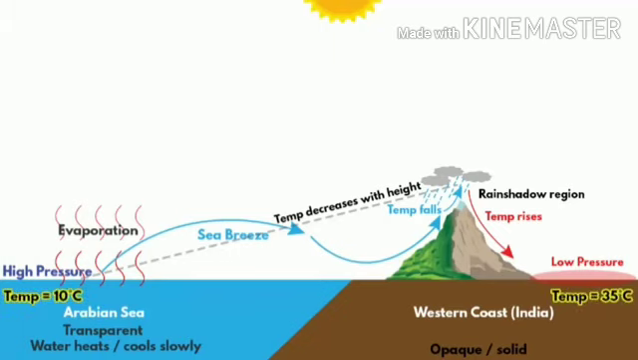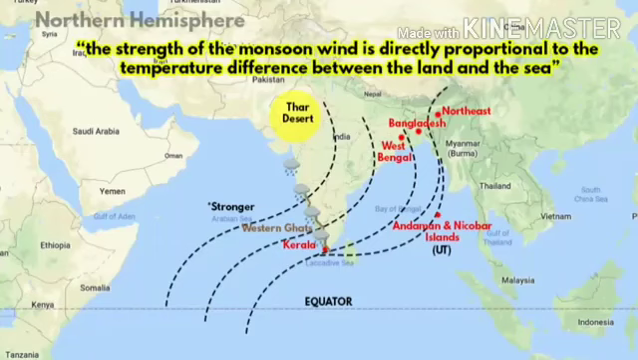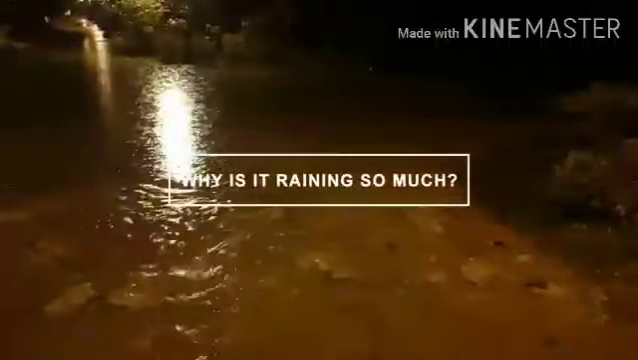If the temperature of the landmass is very high, for example, the extreme heat of the Thar Desert in Rajasthan, Gujarat and other adjoining areas, it creates a low pressure region, which attracts the relatively cooler monsoon winds from the Arabian Sea during summer. Just remember this point. The strength of the monsoon wind is directly proportional to the temperature difference between the land and the sea. In other words, if it gets extremely hot, then the moisture level in the atmosphere will increase, and then finally it will rain.